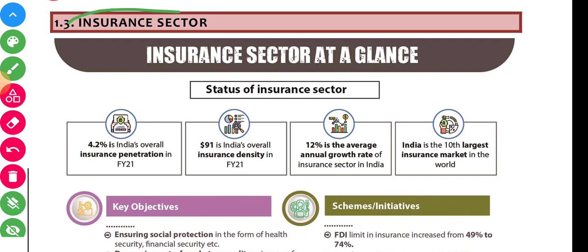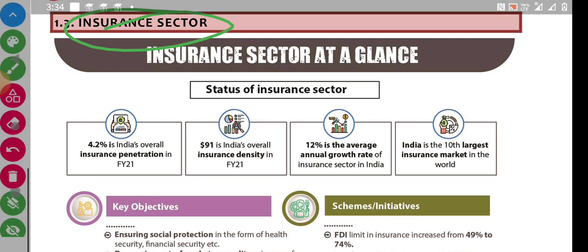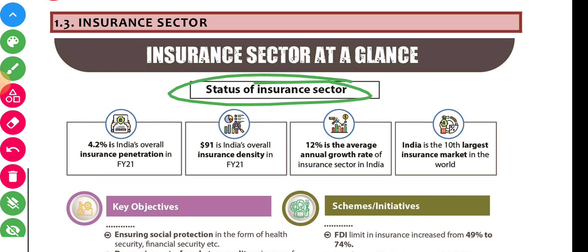Next is the insurance sector. Status of the insurance sector: 4.2% is India's overall insurance penetration in 2021. $91 is India's overall insurance density in financial year 2021. 12% is the average annual growth rate in the insurance sector. India is the 10th largest insurance market in the world.